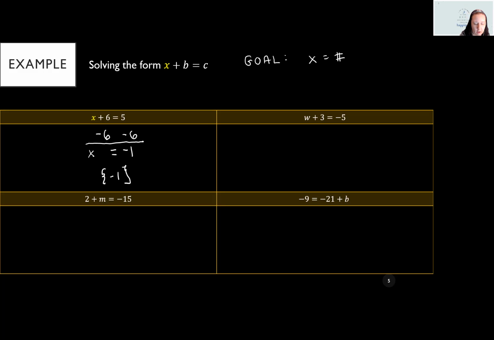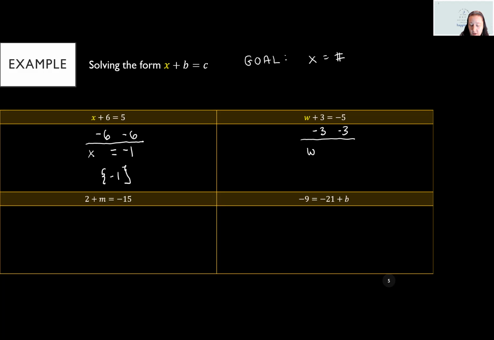Okay. Well, let's move to the top right. We have w plus 3 equals -5. So your goal, again, we want the variable, the letter by itself. So I want the w by itself. So I need to get rid of the plus 3. So if I've added 3, then I want to subtract it to get rid of it. So I'm going to subtract 3 from both sides.